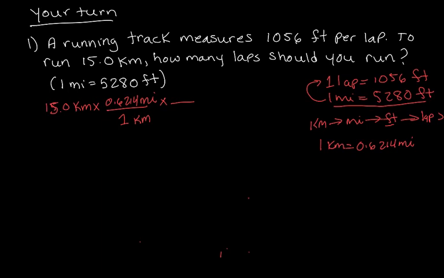But we have to go through one more conversion factor because we don't have a direct conversion from miles to laps. We only have feet to lap. So since miles is on the top, miles is going to go on the bottom, and feet is going to go on the top. Now, we know for every 1 mile, there's 5280 feet.